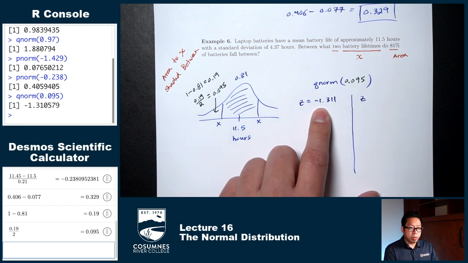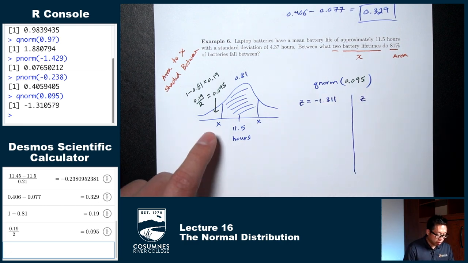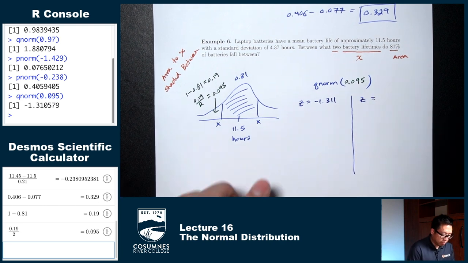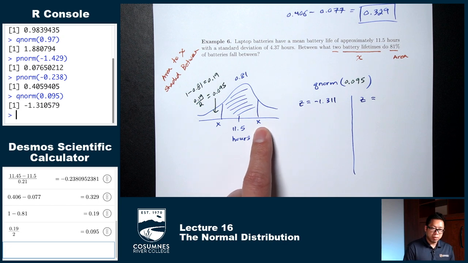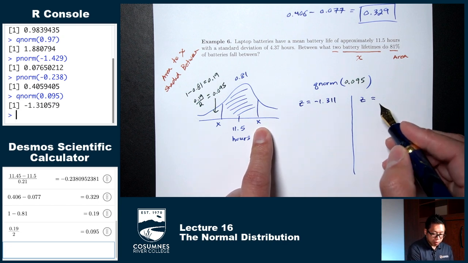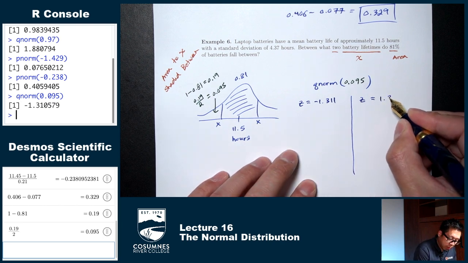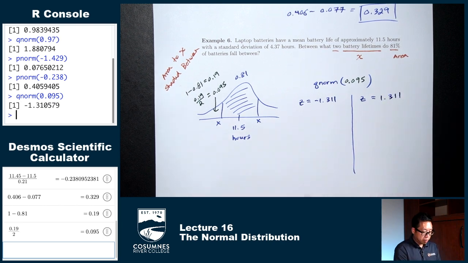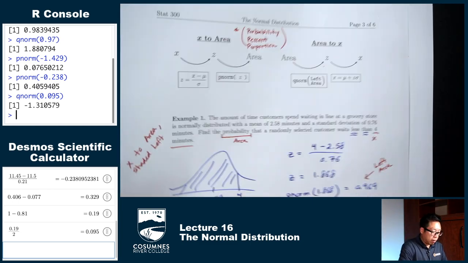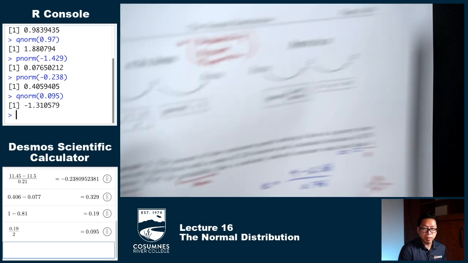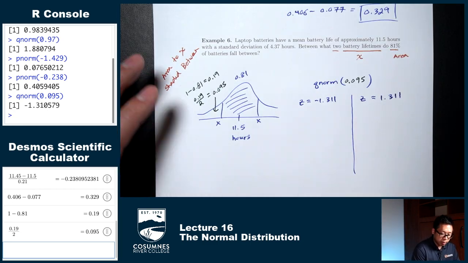So negative 1.311 goes with this left x. What do you think the right one is? Because I need another z. The right one's going to be positive. So positive 1.311. Okay, so those are my two Z's. Now last step, go from Z to X by using this X formula. So we'll use the X formula for both of the Z's.